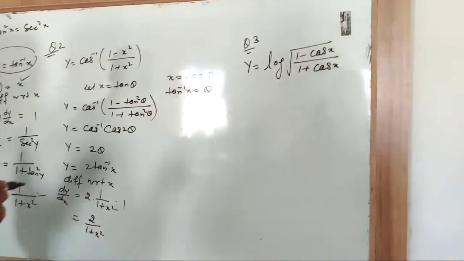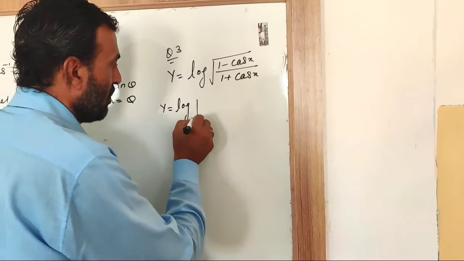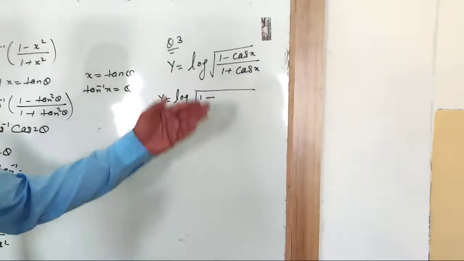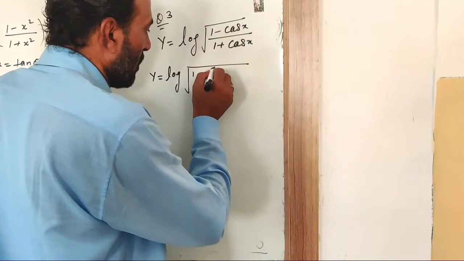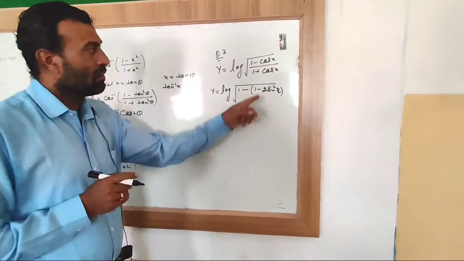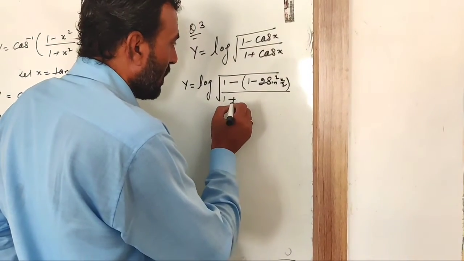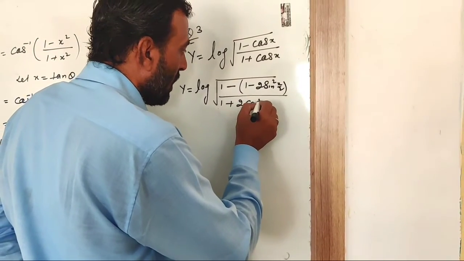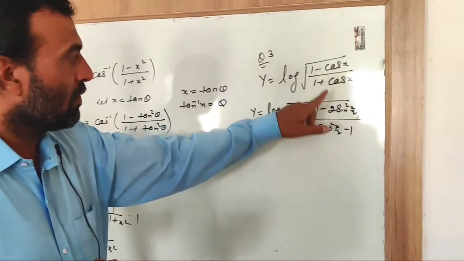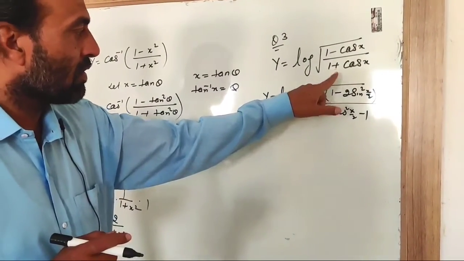First of all, simplify the question. y is equal to log, the root is the same, and in the numerator we put the formula of cos x: 1 minus cos x, where cos x is equal to 1 minus 2 sin square x by 2, which we studied in class 11th. In the denominator, 1 plus cos x, where cos x is equal to 2 cos square x by 2 minus 1. In both places we use a different formula: in the numerator there is a negative sign, so we take the formula of sine, and in the denominator the sign before cos x is positive, so we apply 2 cos square x by 2 minus 1.